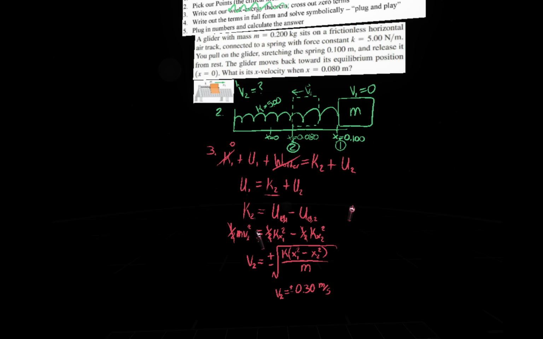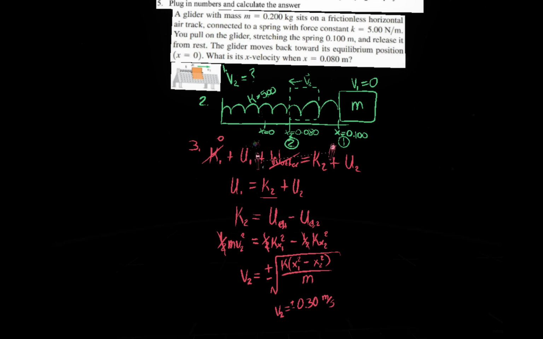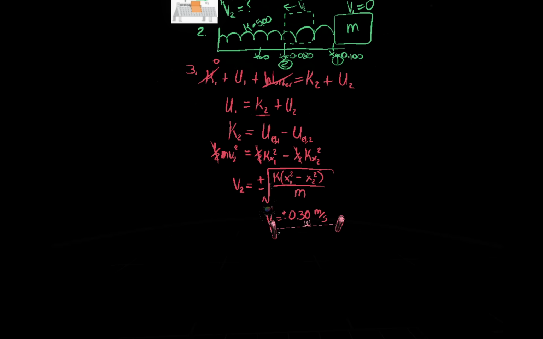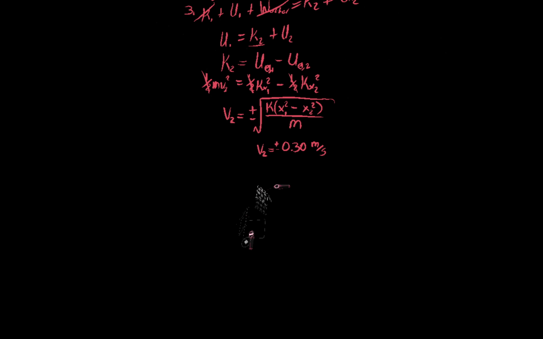Come back to our drawing. At this point, it's moving this way. Positive x is this way. And so it's moving in the negative direction. So we just think about what physically makes sense for the scenario, because the radical will not decide for us. And so we say we're taking the negative root, and it's equal to negative 0.3 meters per second.